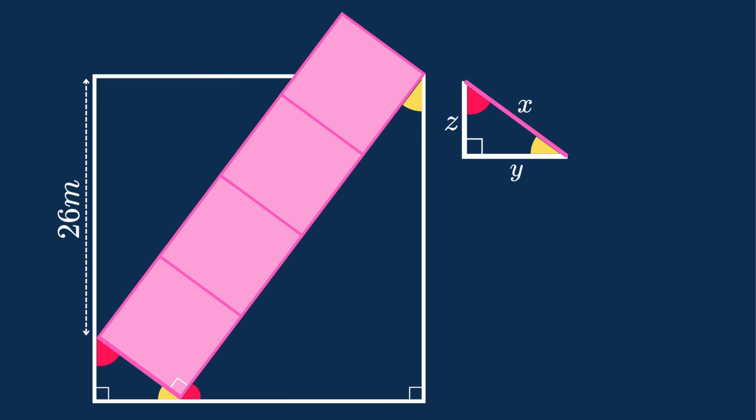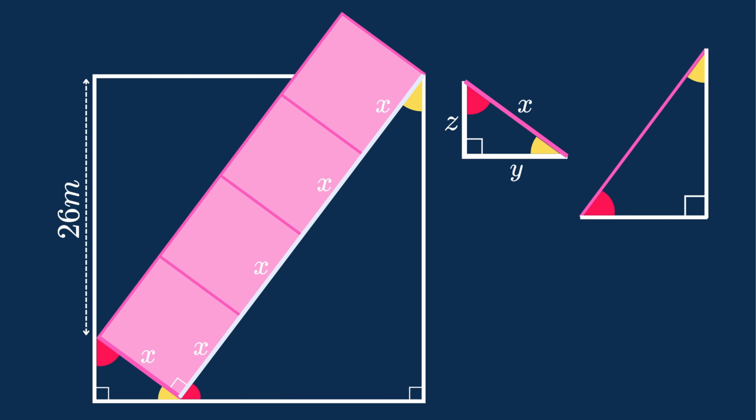And since x is the length of one of the squares, and the hypotenuse of the larger triangle is 4 squares long, we can say that the hypotenuse of the large triangle is equal to 4x because our triangles are similar. We know this because the angles match. So the scale factor we apply to the hypotenuse, we can apply to the other sides of the triangle too. So we have 4x, 4y, and 4z for the large triangle.